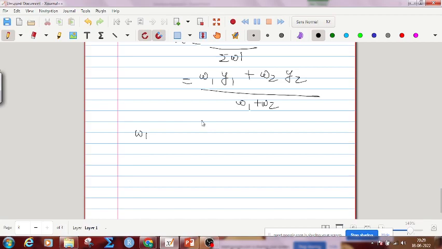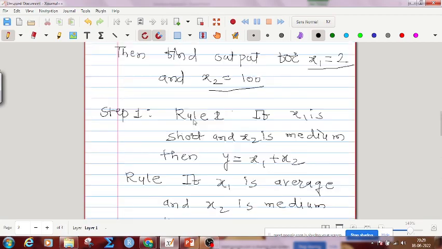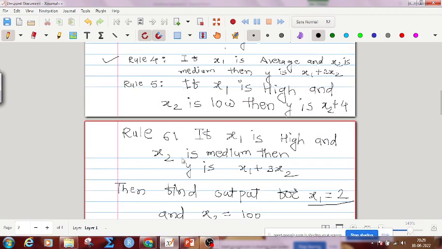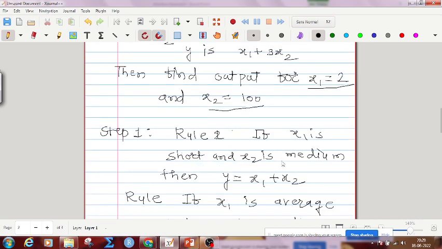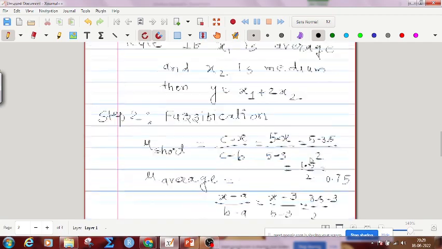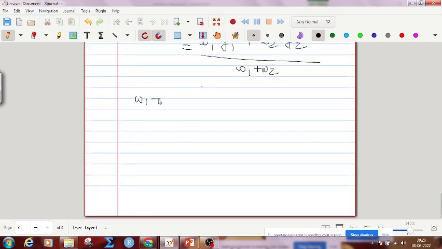For w1, what do we need now? See the rule here. What is the rule we are going to consider? If x1 is short and x2 is medium, so membership of short into membership of medium we are going to find out. w1 is equal to membership of short into membership of medium. Membership of short is 0.75, into membership of medium, which is 0.66. It gives me the product, that is nothing but the weight w1.